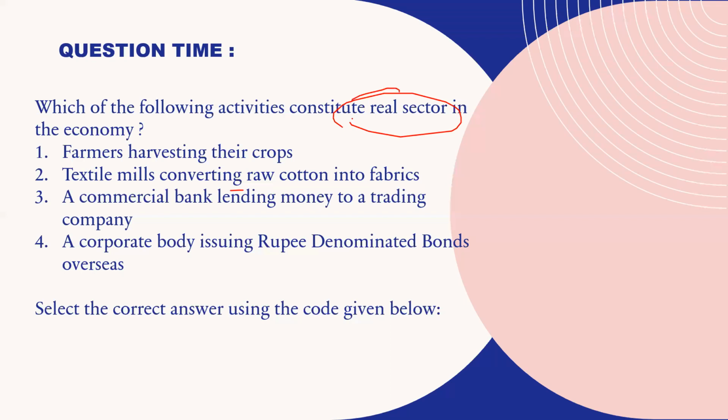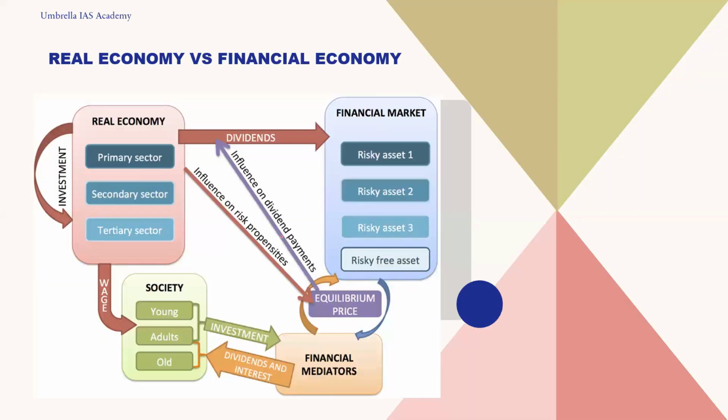So here again, real sector they are calling. Tell me what can be eliminated if they are asking about the real sector. The word real: what options can be eliminated, which are not real? Yes, lending and all, they again come under financial aspects. Here mostly they are focusing on the non-financial sector, farmers growing their crops and textile mills converting raw cotton into fabrics. So in 2024 also, they may try to ask you some question on these lines.